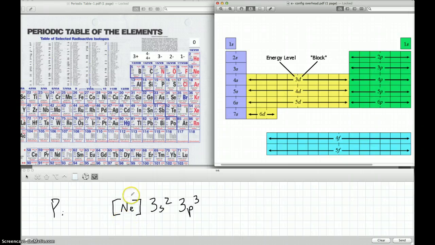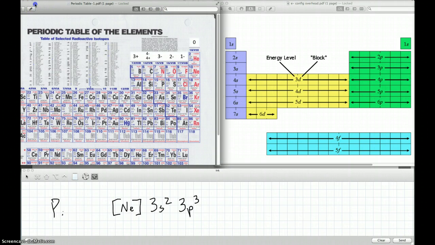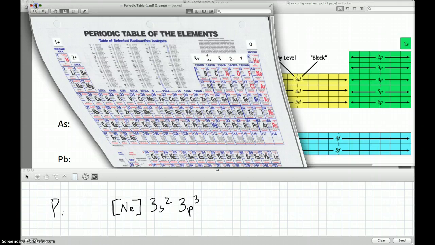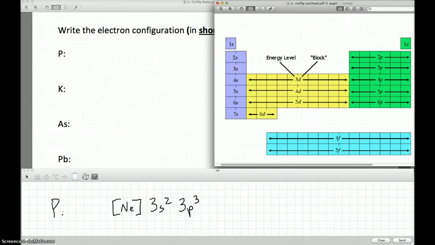Instead of starting all the way back at the beginning of the periodic table, all the way back at 1s and building up, I can do a little shortcut. So let's do a couple more examples here. Next example, K. So we're going to do potassium.